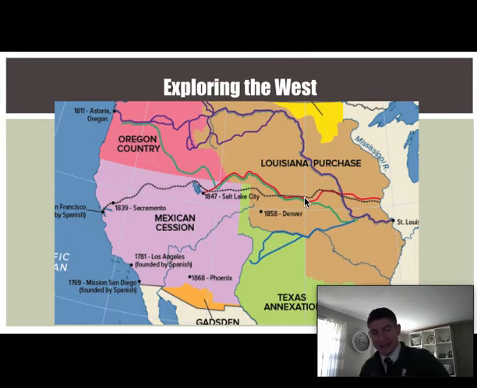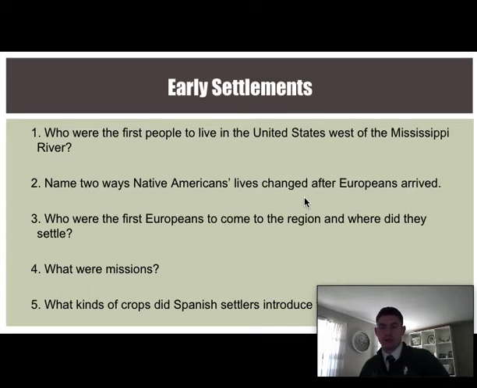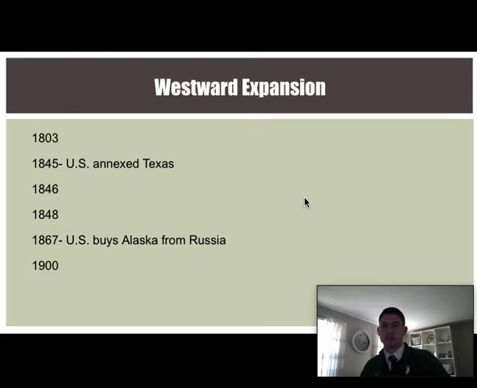The agriculture and industry in this region. Checking on your notes, you should have answered these 5 questions in the early settlements and then filled in the specific dates for those. Sorry, that was my dog. For those ideas, we'll go through and make sure that we have these correctly.